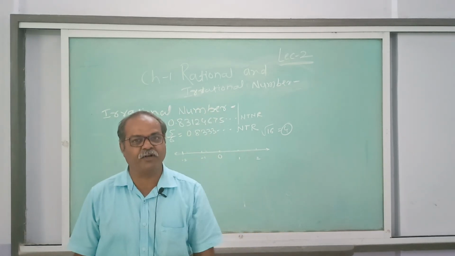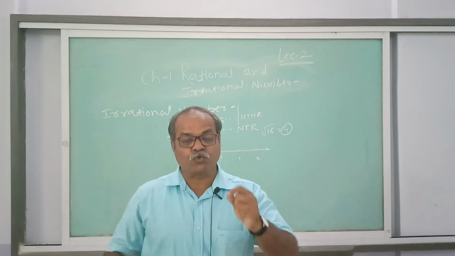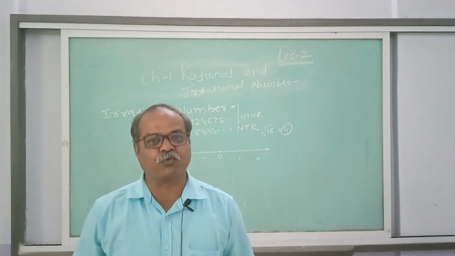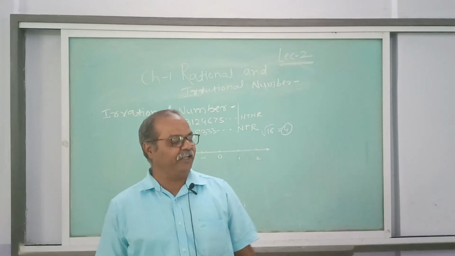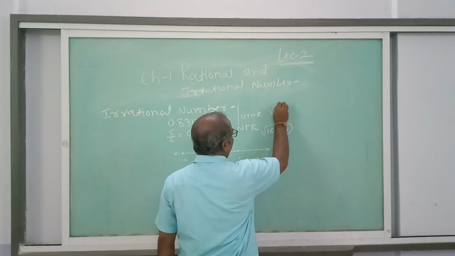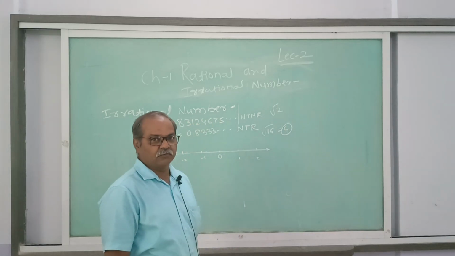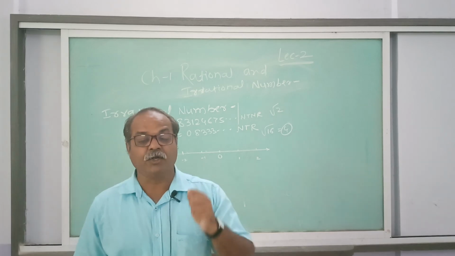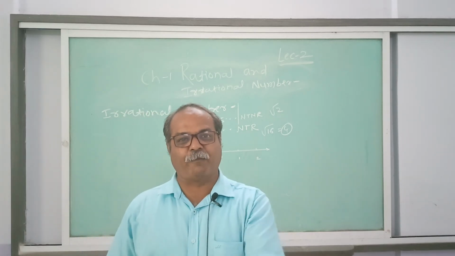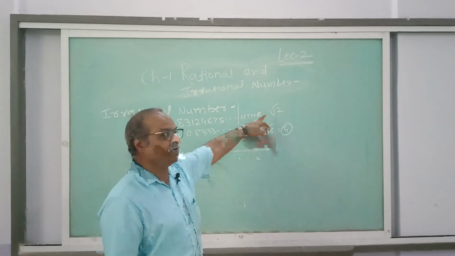So there is one more definition of irrational number: the square root of perfect square numbers are called rational numbers. So I just go with the irrational number, root 2. This is irrational. So how do I define it? It is a square root of non-perfect square numbers are called irrational numbers.